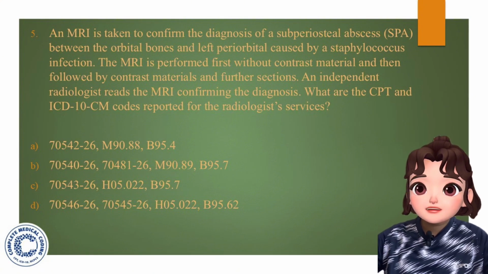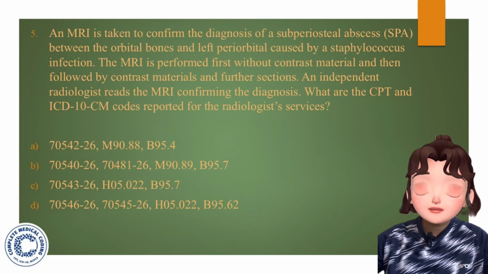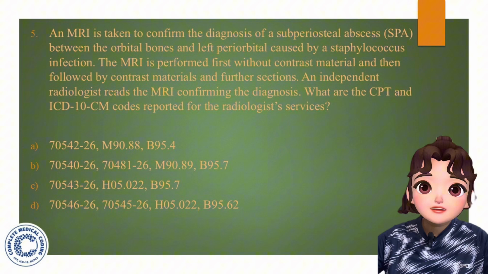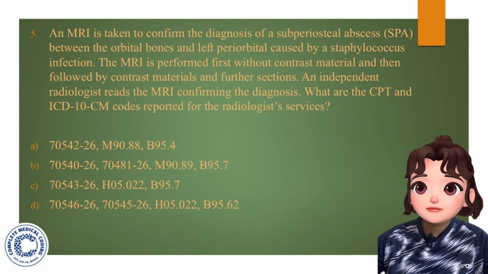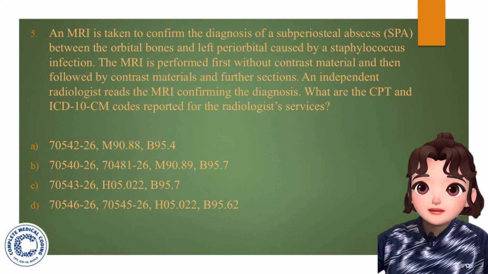Now just check the ICD code also. I'm just explaining to you. What is H05.022? Osteomyelitis of left orbit. H05.022 represents osteomyelitis of left orbit. And what is B95.7? Other Staphylococcus as the cause of disease classified elsewhere. So that diagnosis is also correct.